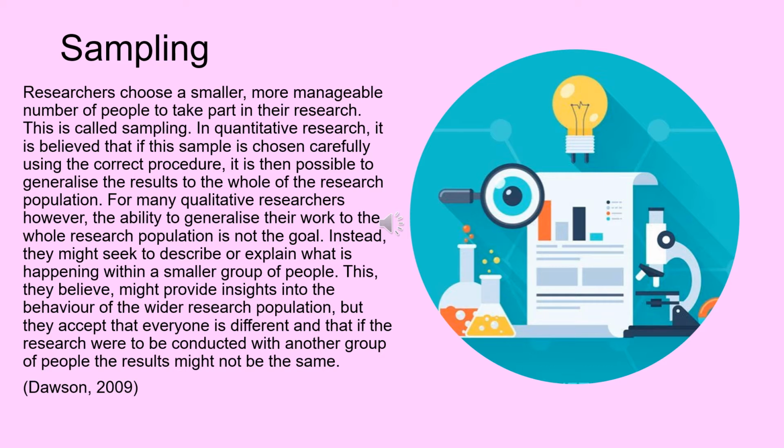For many qualitative researchers, however, the ability to generalize their work to the whole research population is not the goal. Instead, they might seek to describe or explain what is happening within a smaller group of people. This, they believe, might provide insights into the behavior of the wider research population, but they accept that everyone is different and that if the research were to be conducted with another group of people, the results might not be the same.